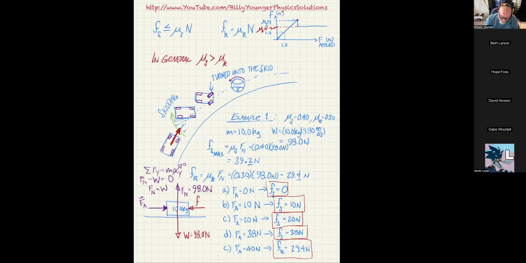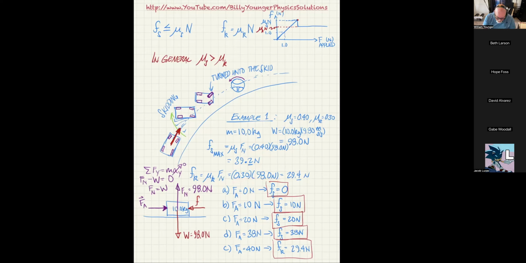So now that I know the normal force is exactly 98 newtons, then the maximum static friction force would be mu sub s times the 98.0, and that gives me 39.2. The kinetic friction force is always a constant, mu kinetic times the normal force, which is 0.30 times 98.0 newtons, and therefore gives us 29.4 newtons.